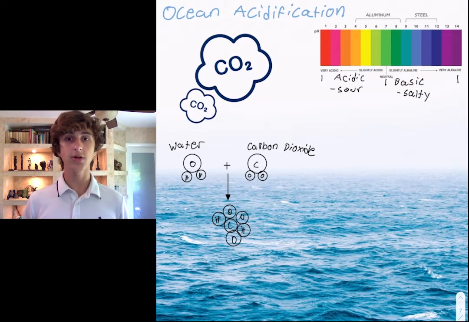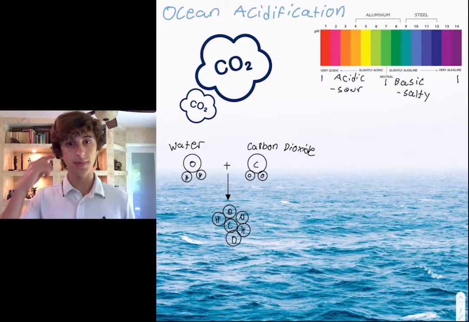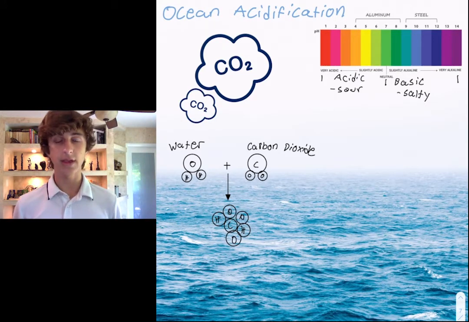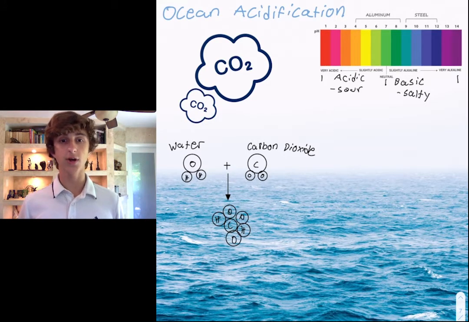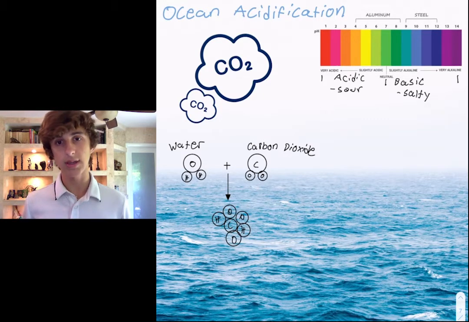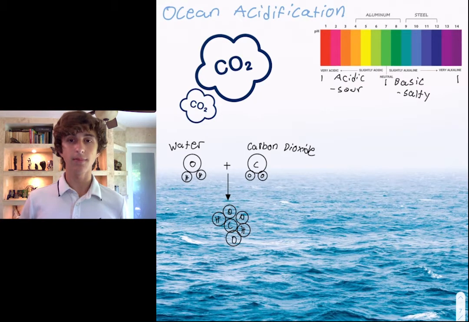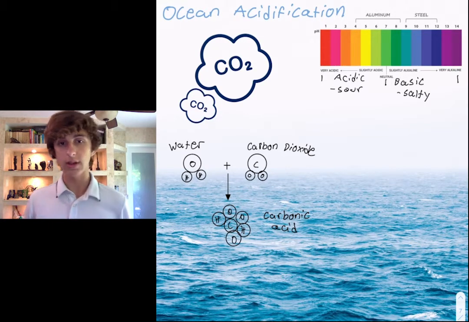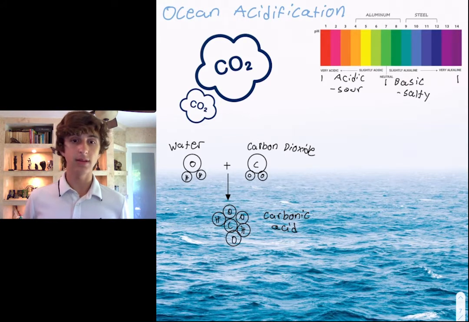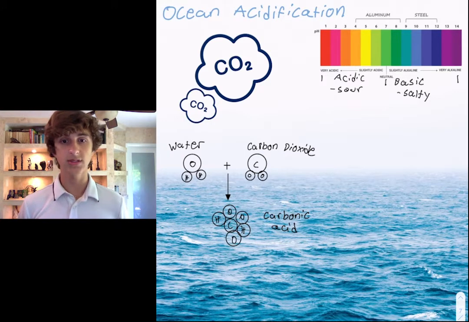And next we can talk about ocean acidification. So to talk about ocean acidification, well, first we need to talk about what it means to be acidic. Acidic is a way to describe substances on the pH scale. One example of an acidic substance is carbonic acid, and that's what you get when you mix water and carbon dioxide. And that's what happens when the ocean absorbs carbon dioxide.